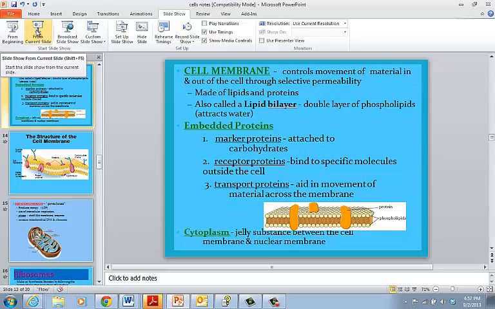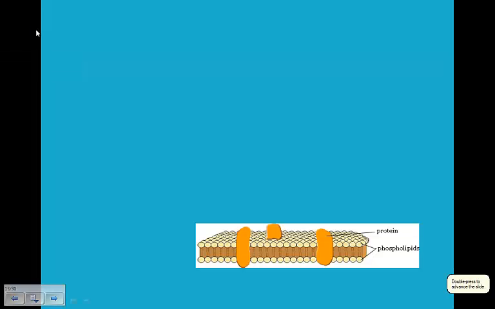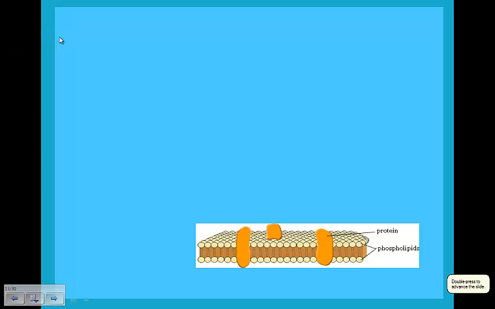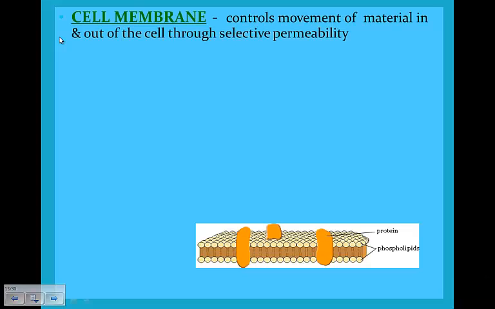Remember, we called it a phospholipid bilayer. Bi meaning two, so there are two layers here: phospholipid, phosphate group, and lipid group, that fat.